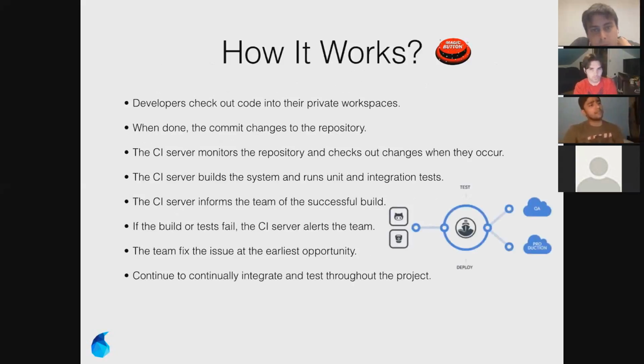Next is how it works. It's a brief overview of how the linear, dynamic process goes. You work in your private workspace, and when you're done, you commit changes to the repository. Then the CI, continuous integration server, monitors the repository, because you have integrated it through GitHub or whatever other code base you have integrated through. It will check out any changes that happen to your code, build the system, and run unit tests or any integration tests. Then the CI server informs the team: if the build is successful, it will tell you. If not, it will alert you, and if there's any problem, you have to look at it and fix it if the software can't do that part. And then you continually integrate and test throughout the project.